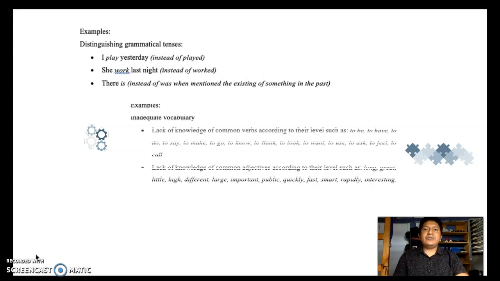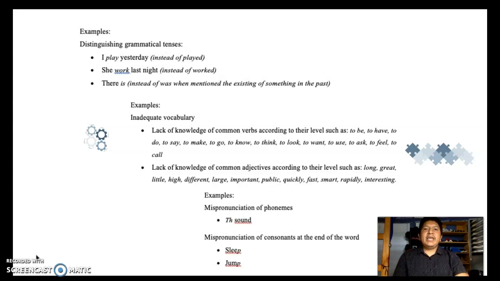In lexical errors, one example was the problem of inadequate vocabulary, lack of knowledge of common verbs according to their level, such as to be, to have, to do, to say, to make, to go, to know, and some others. Lack of knowledge of common adjectives according to their level, such as long, great, little, high, different, large, important, public, and others. In pronunciation errors, one example was the mispronunciation of phonemes.